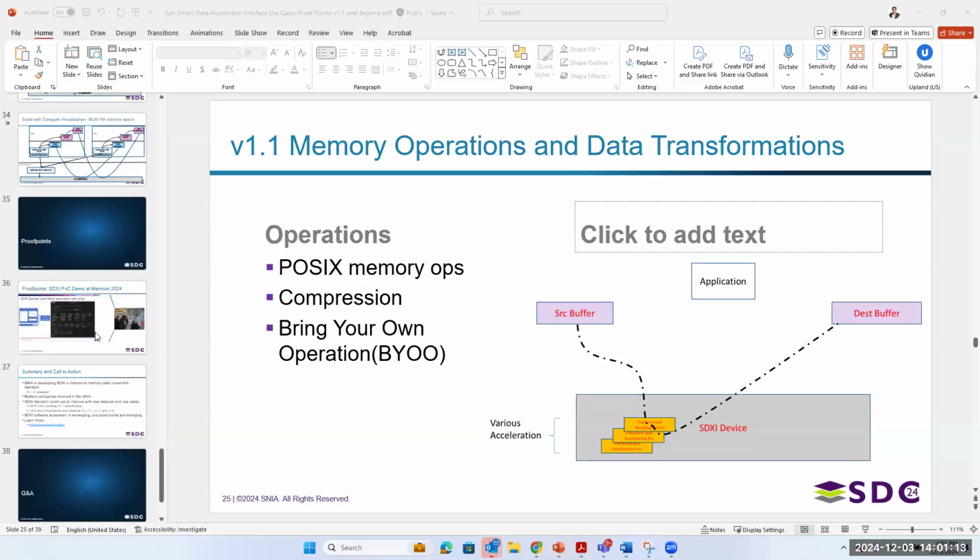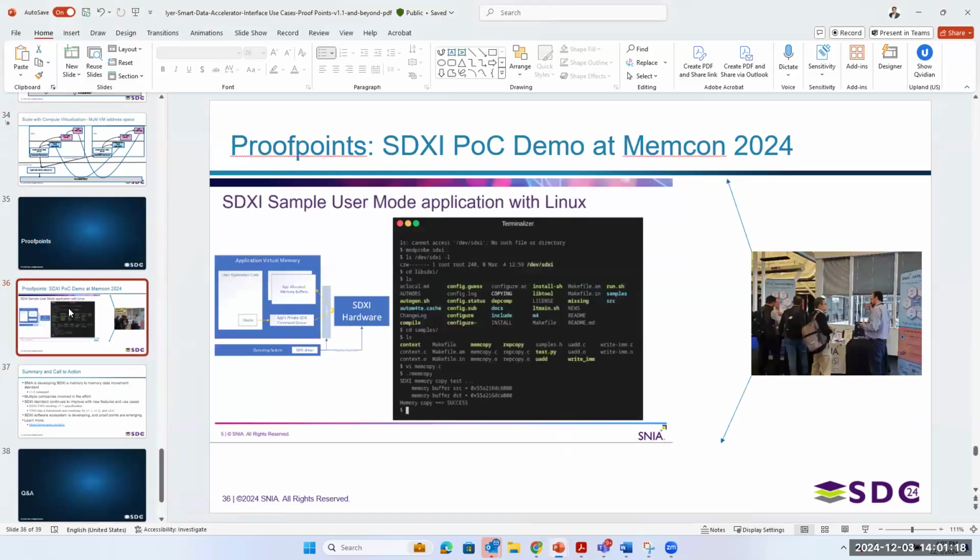As for other hardware implementations, there have been public demos. I can at least share a picture of one demo. This was a demo that happened in MemCon.